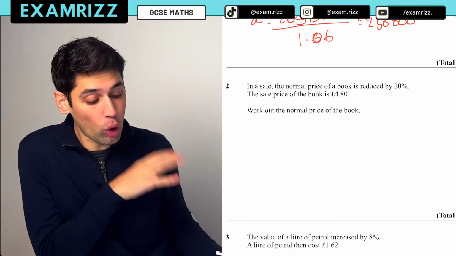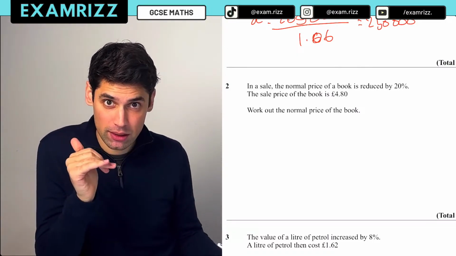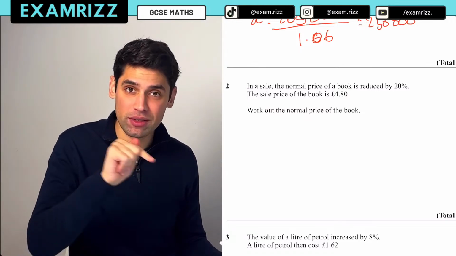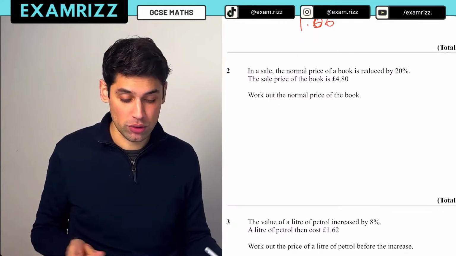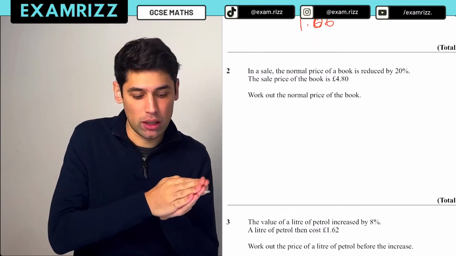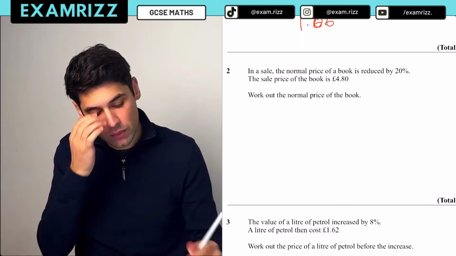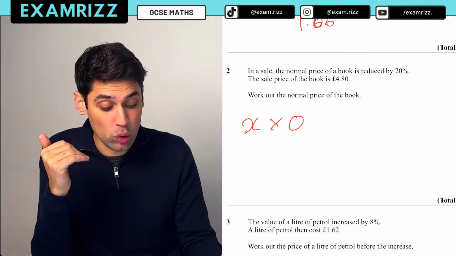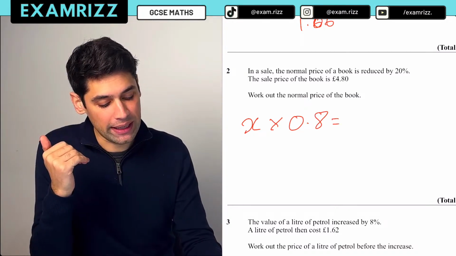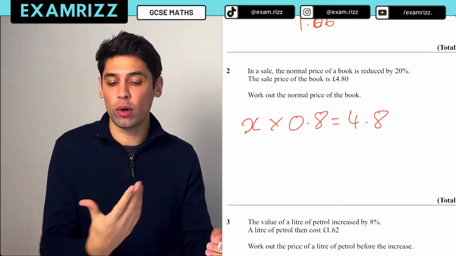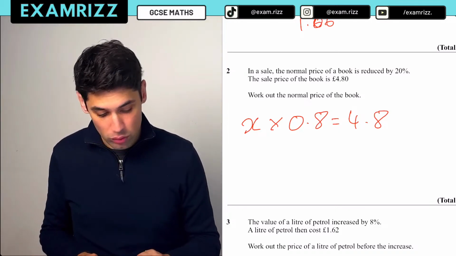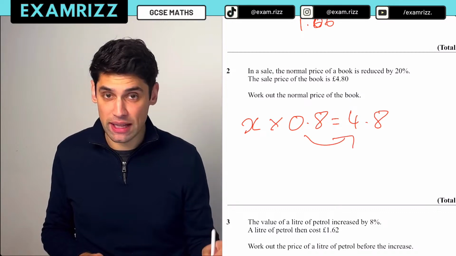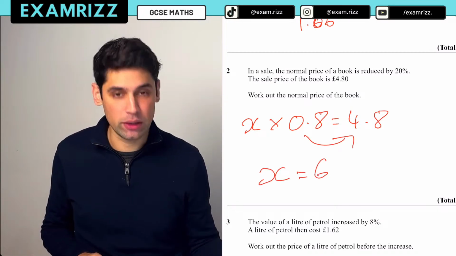In a sale, the normal price of the book is reduced by 20%. Reduced by 20%. So that's 20% decrease. The sale price of the book is £4.80. Work out the normal price of the book. So the sale price means after it's been decreased. It wants you to work out what it was before. So we are doing x times the reduction of 20% means it's going to be 0.8. Is going to equal £4.80, or just 4.8 for the purposes of this. So the way we're going to do it is 4.8 divided by 0.8 to move that over to that side. And we get x, very simply, equals 6.